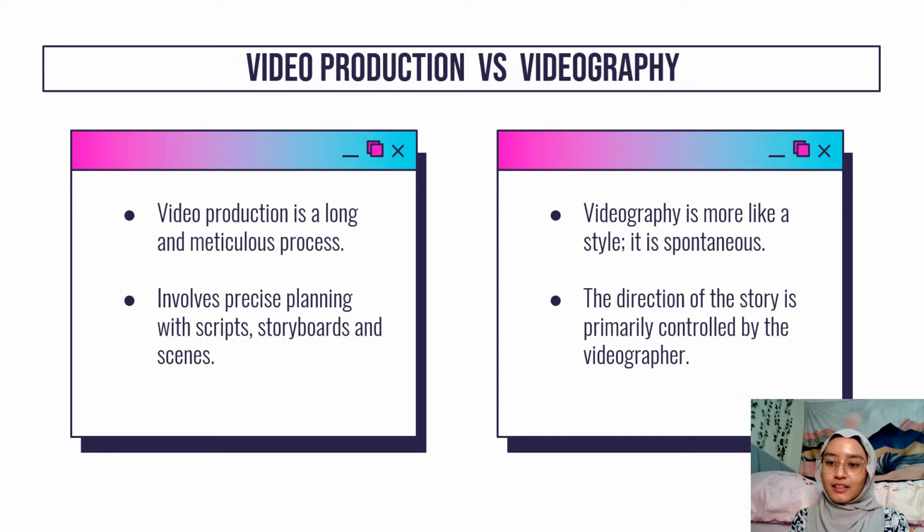Okay. Now, how about video production and videography? Well, they may seem familiar, am I right? But they are not the same. Video production is a long, meticulous process that involves a lot of people and careful planning with scripts, storyboards, scenes and everything. While videography, on the other hand, is more like a style of capturing images. It is rather spontaneous because the direction of the story is entirely or primarily controlled by the videographer alone.